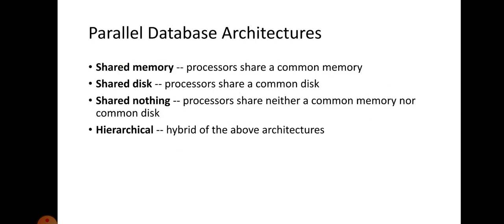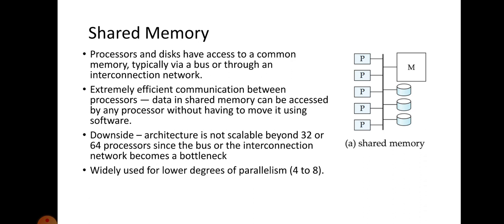If we look at parallel database architecture, there are 4 types of architecture: shared memory, shared disk, shared nothing, and hierarchical. In shared memory, there can be a lot of processors, meaning a lot of systems working in parallel on a lot of jobs. But the memory size is fixed, and all the processors share it as a single large memory.